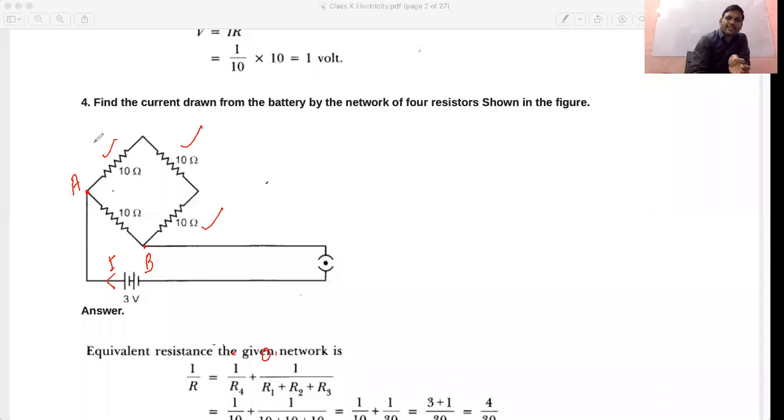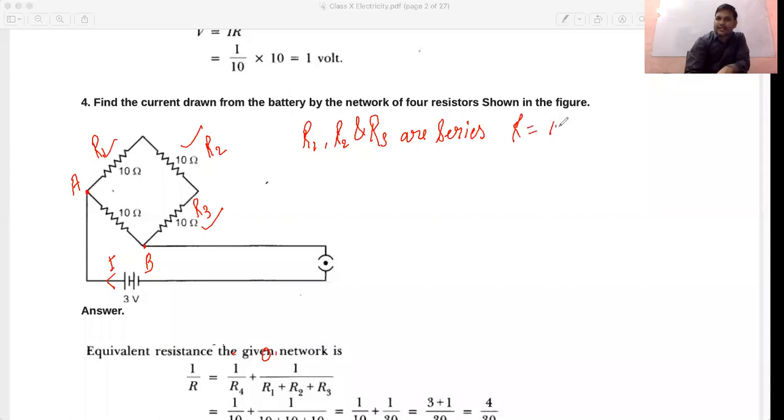So let's say this is R1, this is R2 and this is R3. You can write that R1, R2 and R3 are in series. Then R will become 10 plus 10 plus 10. This will be 30 ohm. Once it is 30 ohm, you can draw the diagram like this.